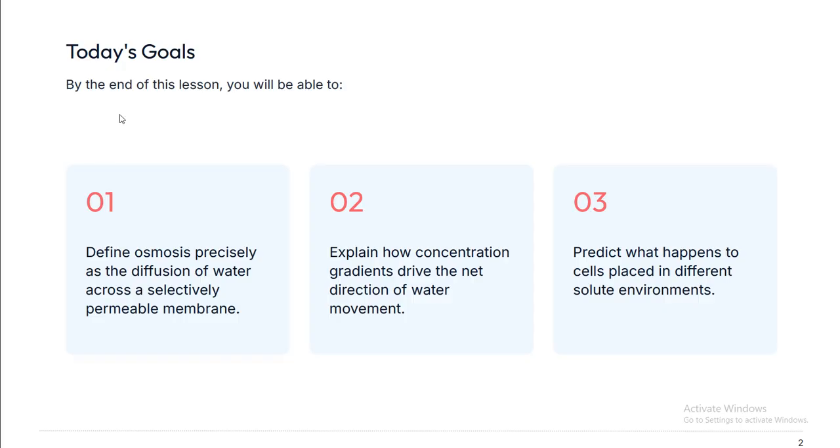So if there's anything you get out of today, I hope you get these 3 goals. Okay, let's keep going.